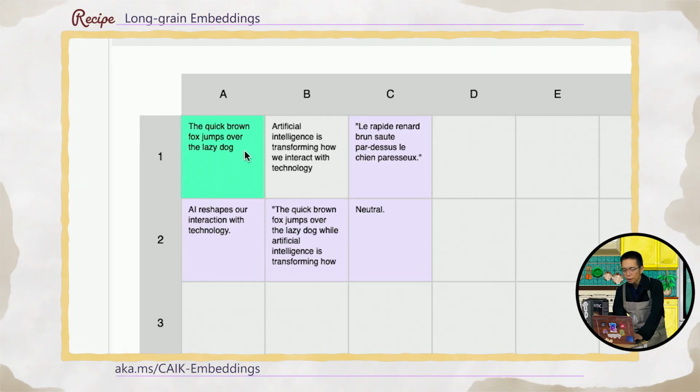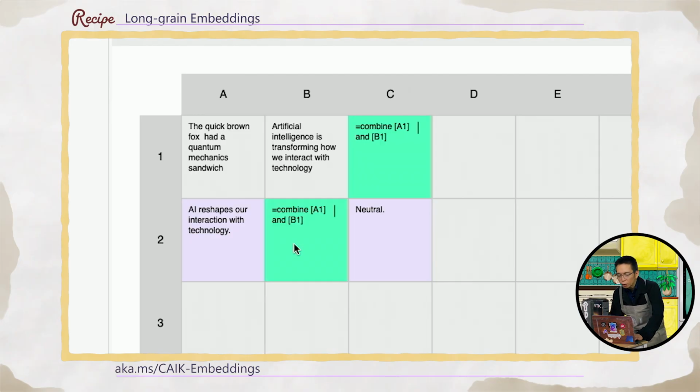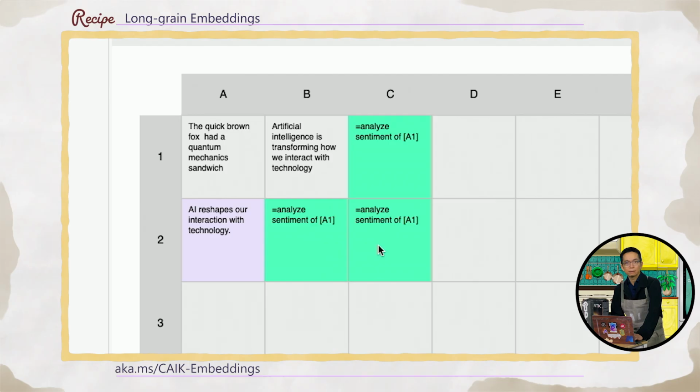So let me change this text over here. The quick brown fox had a quantum mechanics sandwich. And when I hit return, it propagates that to different cells powered by LLM processors. So if you look in this one here, why did it become French? It's because I have a translate to French command using semantic space. I click on here, I have a combine A1 and B1, so combo platter of two stories put together. And in this one, analyze sentiment. So like, is this a good thing or a bad thing? And it came out neutral.